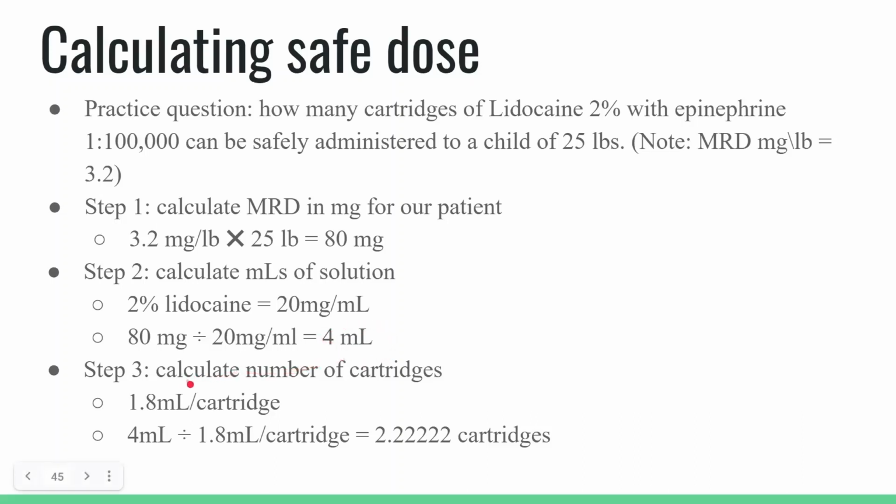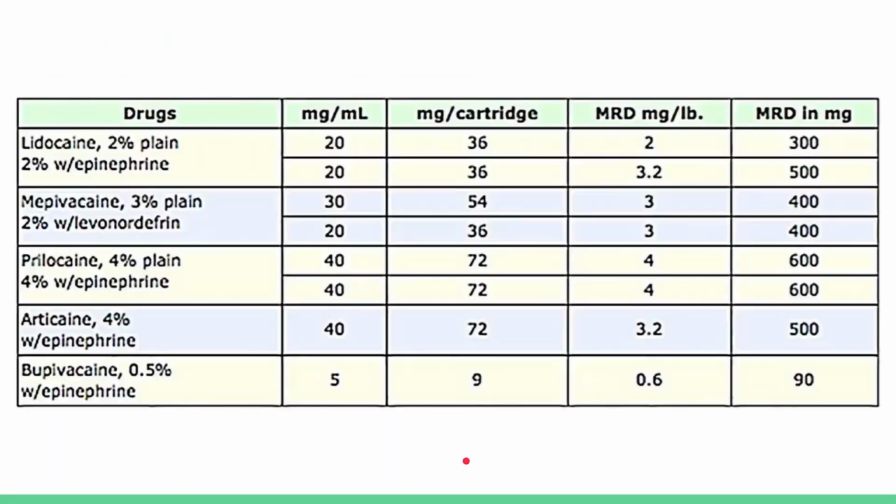هسه I calculate the number of cartridges. ال4 مليلتر هذول قديش بيطلعوا معي بالكارتريج؟ بيقول لك والله I have 1.8 milliliters per cartridge. فرح أقسم 4 مليلتر على 1.8. المليلتر راح تروح مع المليلتر، الكارتريج راح تطلع لفوق فبضل عندنا 2.2 cartridges as you can see. This is the maximum recommended dose that I can give to this child, okay?